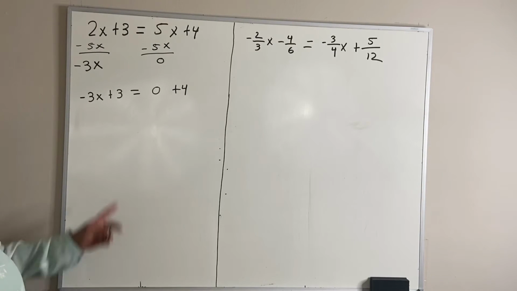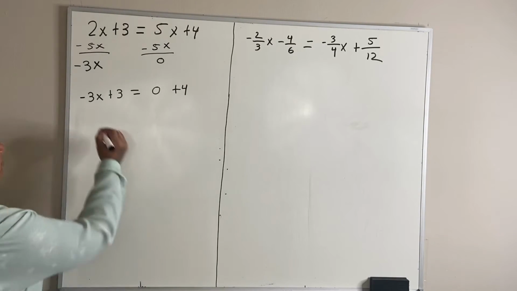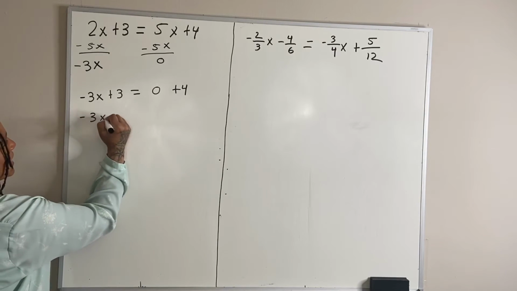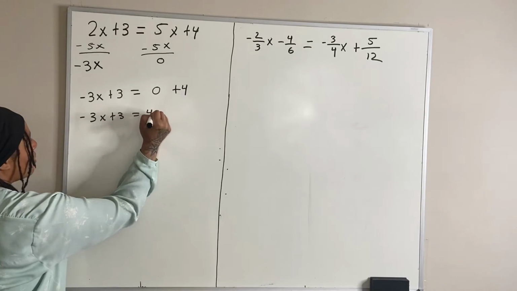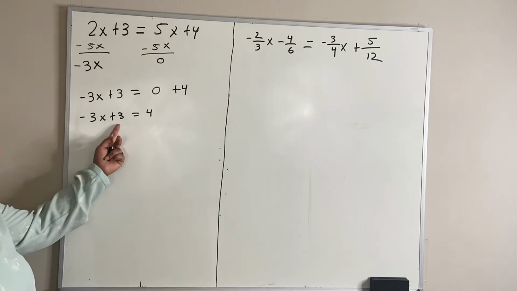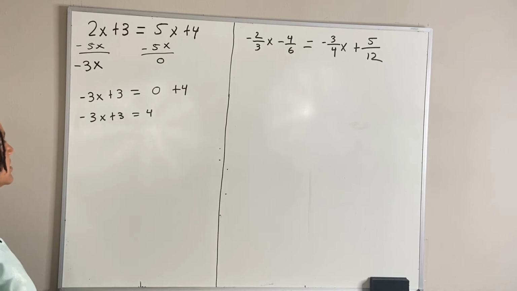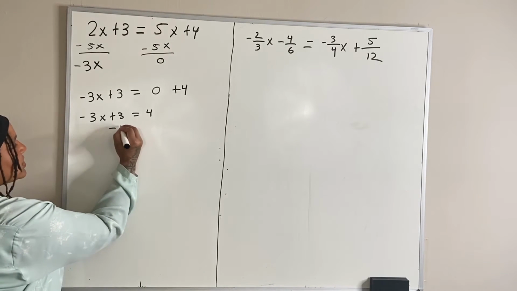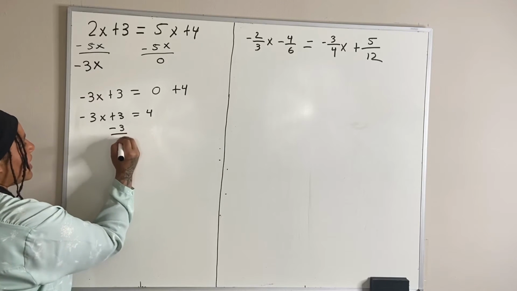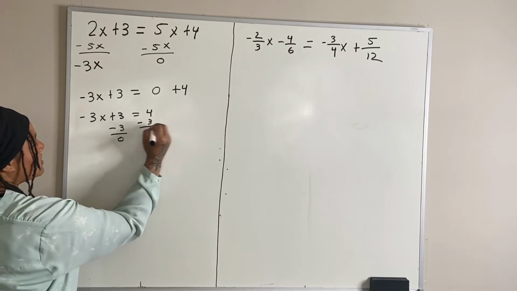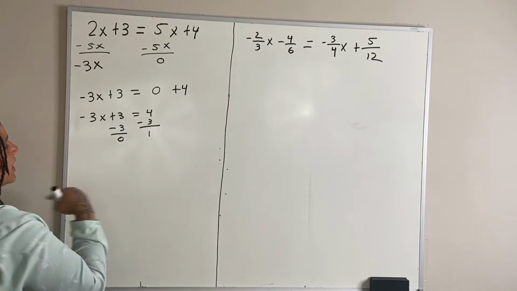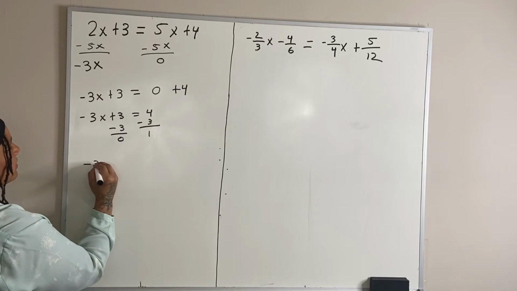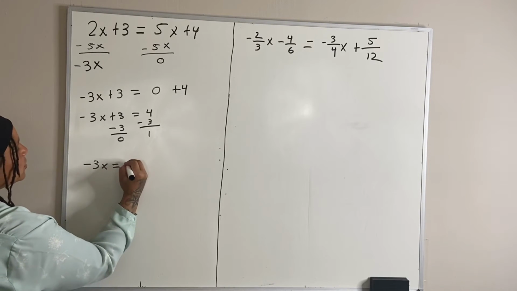Okay? So now I'm just going to rewrite it again. Negative 3x plus 3 is equal to 4. So now I want to bring this 3 over to this side. Okay, so I'm going to subtract both sides by 3. I get 0. If I subtract on this side, I get 1. And I'm just going to clean it up. So negative 3x is equal to 1.